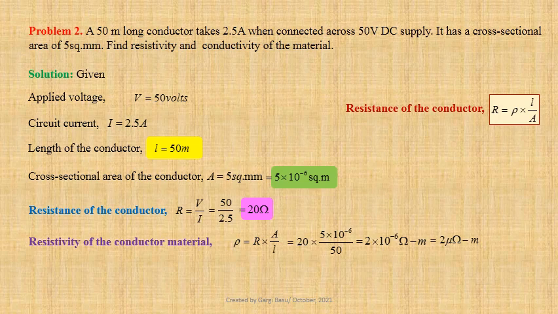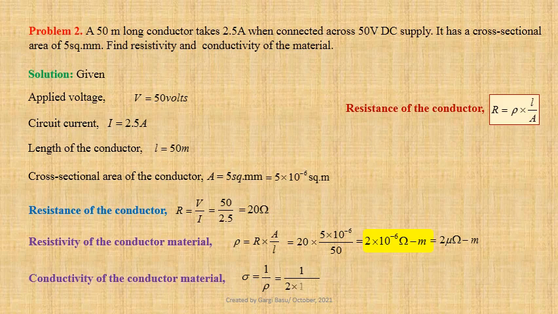Now we shall determine conductivity of the conductor material. Sigma equals 1 upon rho, that is equal to 1 upon 2 into 10 to the power minus 6, that gives us 0.5 into 10 to the power 6 mho per meter or 0.5 mega mho per meter.